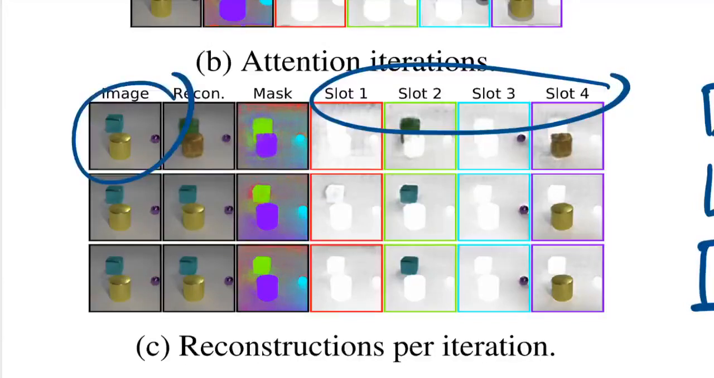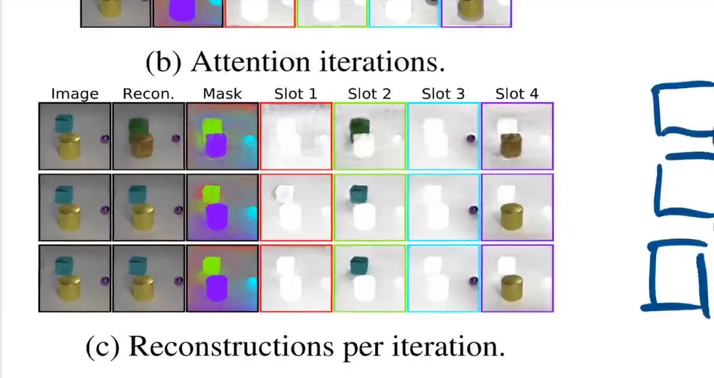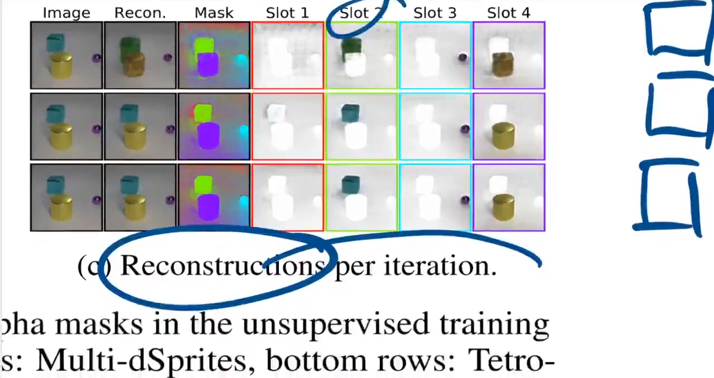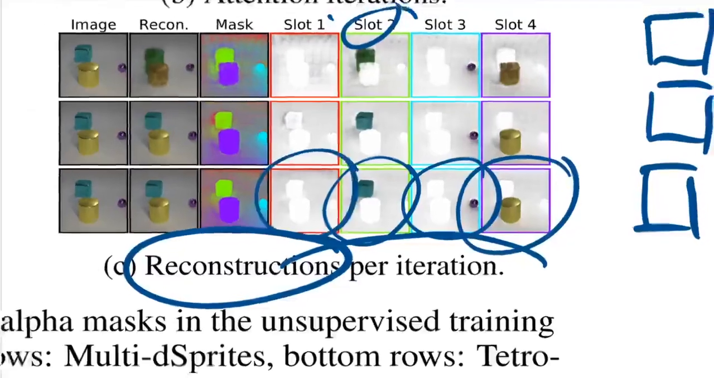Why is that? Because you need to reconstruct the entire image. So you need at least 1 slot for the background. And that's always what you can see right here. So if you have the reconstruction, you'll see that slot 2, with iterations, it reconstructs this cube. Slot 3 reconstructs the little ball. Slot 4 reconstructs the yellow cylinder. And slot 1 reconstructs the background.